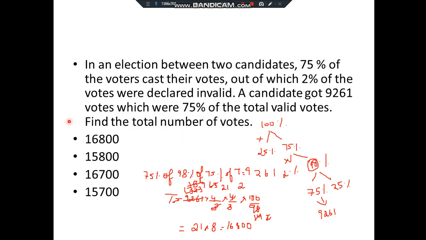So we have to find what is 100%, right? Now, listen to the question carefully. 75% of voters cast their votes. So 75 cast. So how many did not cast? 25. So try to keep the negative on the left hand side. So 25% and 75%. Now in that they have given 2% of the votes were declared invalid. So 2% invalid, and the remaining out of 100% is how much?